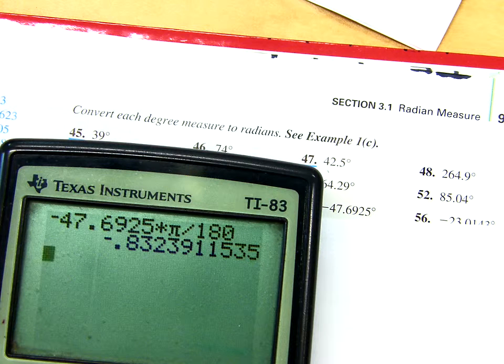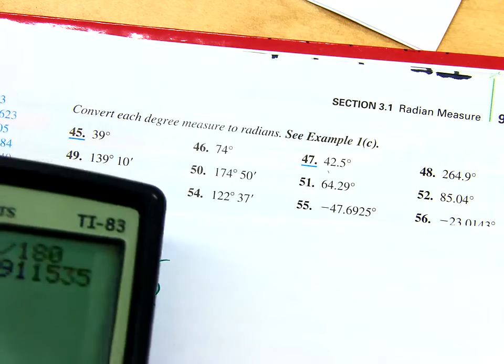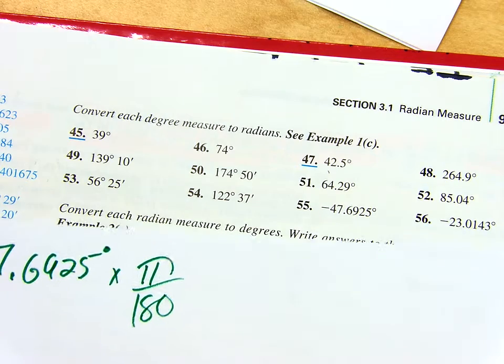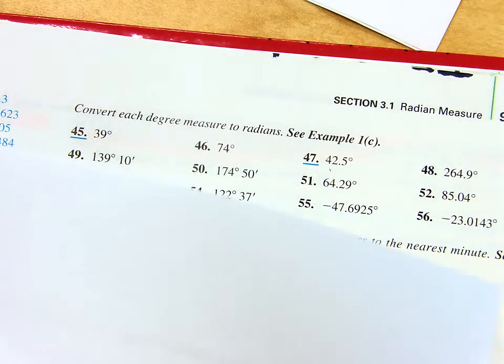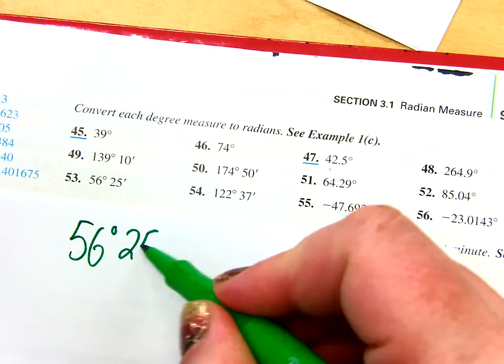Careful. Does that make sense? Any others in this little section you want to do? Yeah, let's do 53. Okay. Oh, good one. So this one is 56 degrees, 25 minutes.